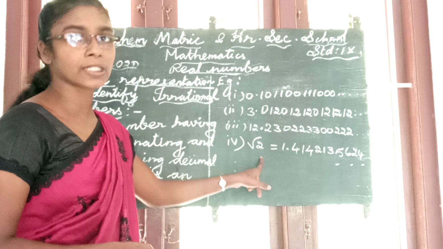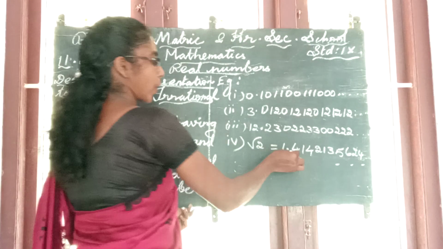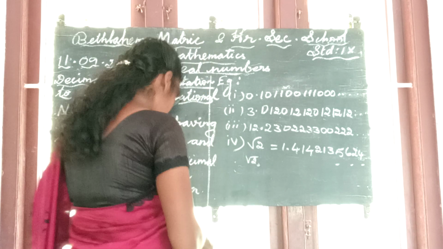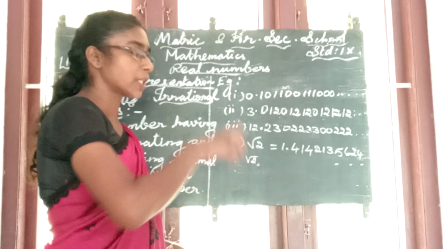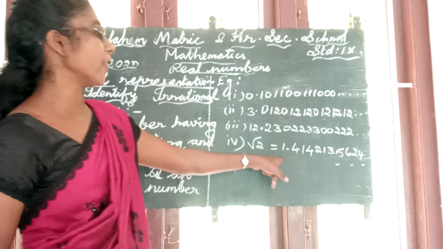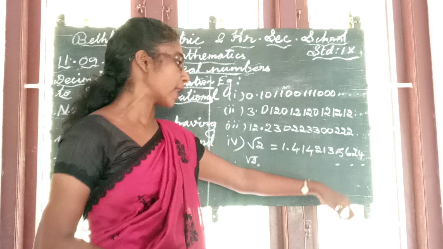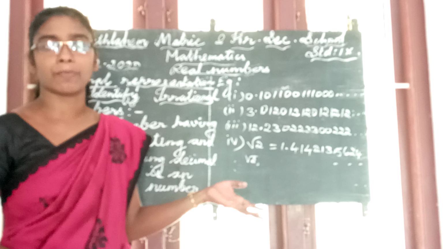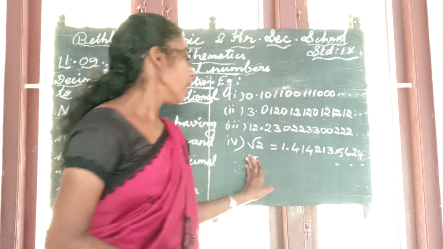Next, root 2 is equal to 1.41. Root 2 is an irrational number. How? Find the square root, and we will get 1.41421335. Can you say which number will come next? We cannot say. This is also an irrational number.